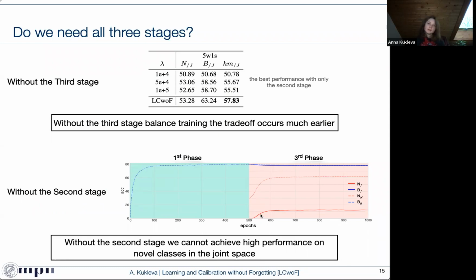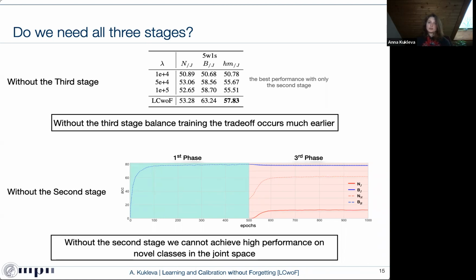But classification in a joint space with base and novel classes is much lower, because the base classifier is very strong and it can't outperform it. So we need the second stage to make the novel classifier much higher.